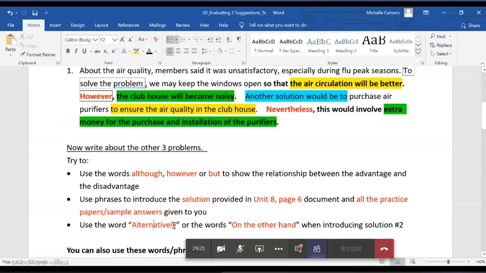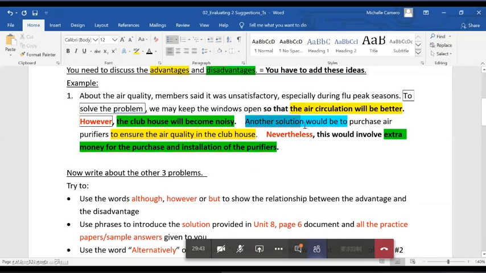And remember, when you're introducing solution 2, you can use the word alternatively. You can also use the words on the other hand. Be careful, students, with on the other hand. Some students say on the other side. That is incorrect. We don't say on the other side. It is the other hand, okay? Or like you'll notice up here, they said another solution would be to. If you're going to use this one, please notice you're going to need a verb after the word to. You'll need to add a suitable verb for your sentence.